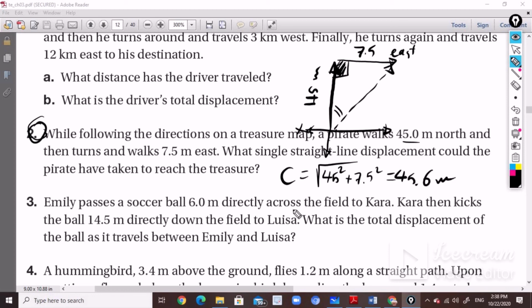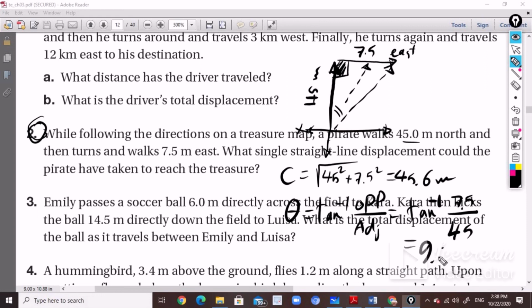What about direction? Direction like that: theta equals tan negative 1 of opposite divided by adjacent. Okay, where is the opposite? Now that is the opposite guys, be careful, that is the opposite and that is the adjacent. Now tan negative 1 of 7.5 divided by 45 equals, in the calculator, 9.5 degrees. Now east of north, east of north.